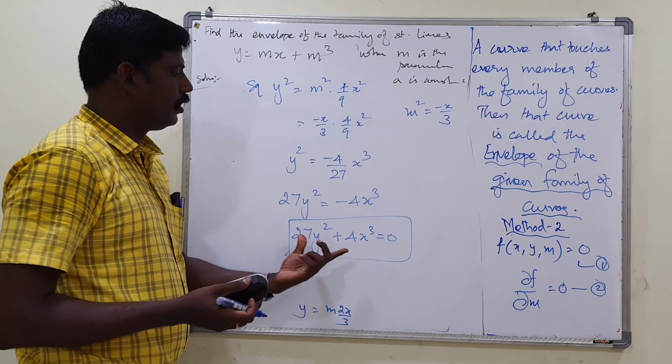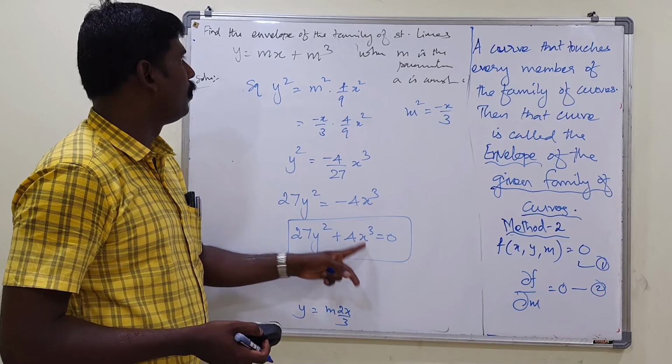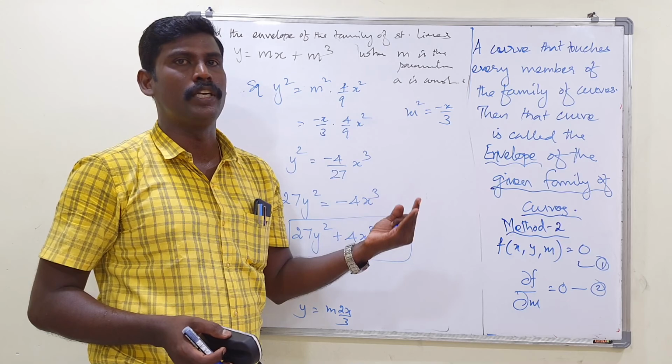Look at here, m is completely eliminated. The equation only involves x and y. So this is called the envelope. This curve is called the envelope of the given family of lines y equal to mx plus m cube. Okay. So right. So today we discussed problems based on method 1 and method 2 in finding the envelope of the given family of curves. Okay. That's all. Thank you.